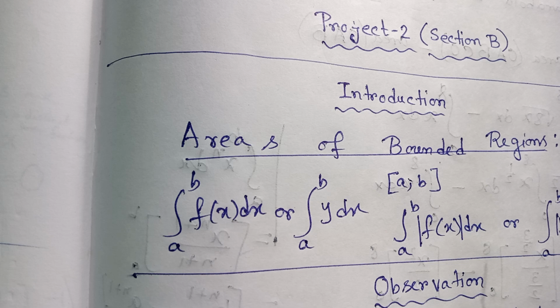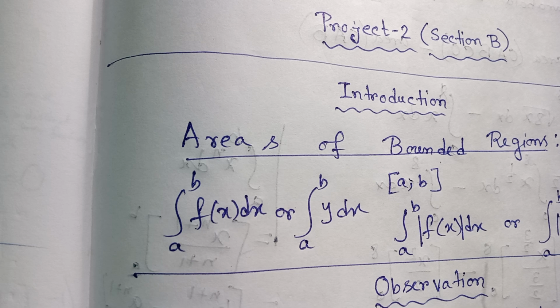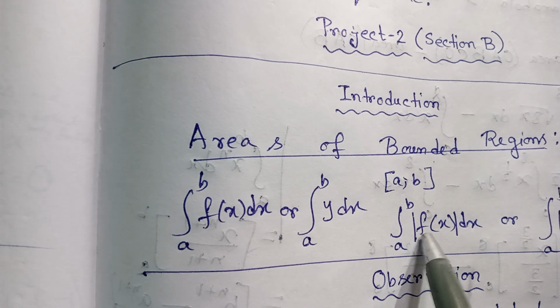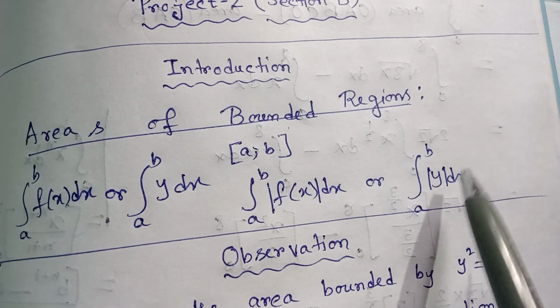Next para. It follows that if the graph of a function f is continuous in a closed interval and crosses the x-axis at finitely many points in the closed interval, then the area enclosed between the graph of the curve y = f(x), the x-axis and the ordinates x = a, x = b, is given by integration a to b mod f(x) dx or integration a to b mod y dx.